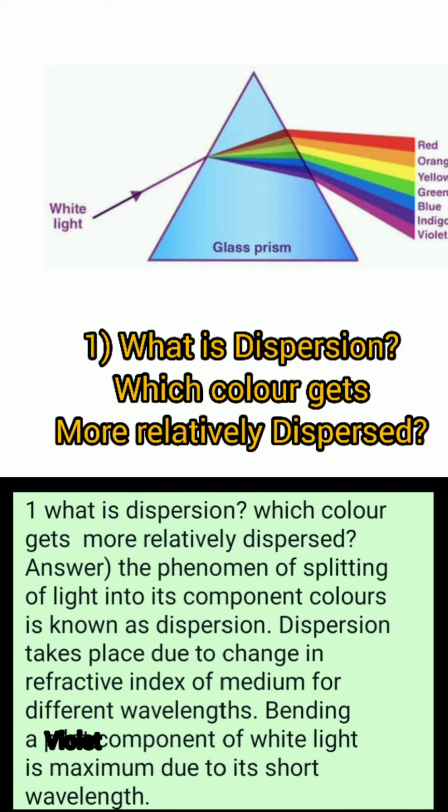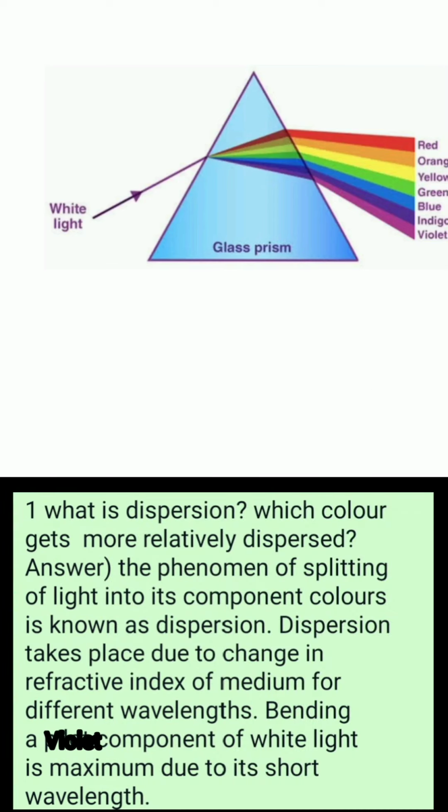1. What is dispersion? Which color gets more relatively dispersed? Answer. The phenomenon of splitting of light into its component colors is known as dispersion. Dispersion takes place due to change in refractive index of medium for different wavelengths. Bending of violet component of white light is maximum due to its short wavelength.